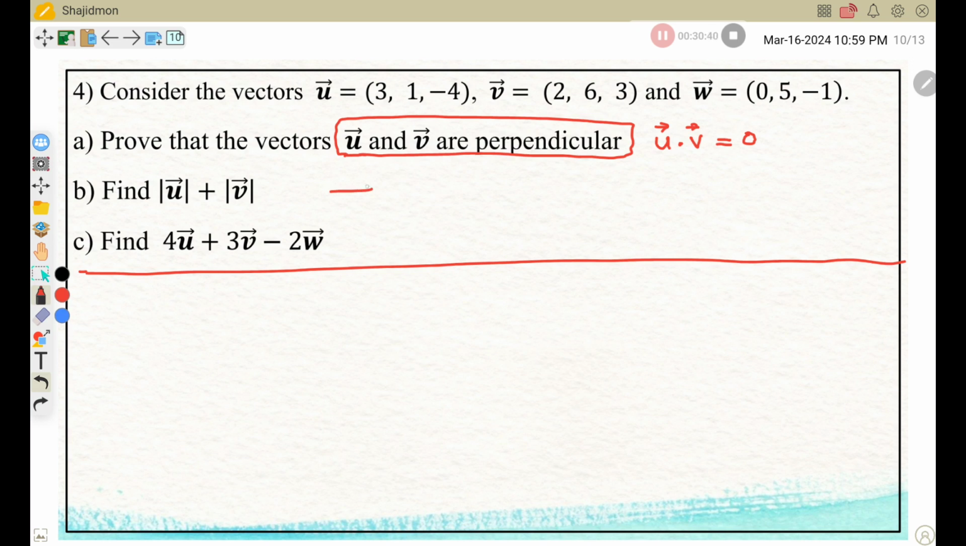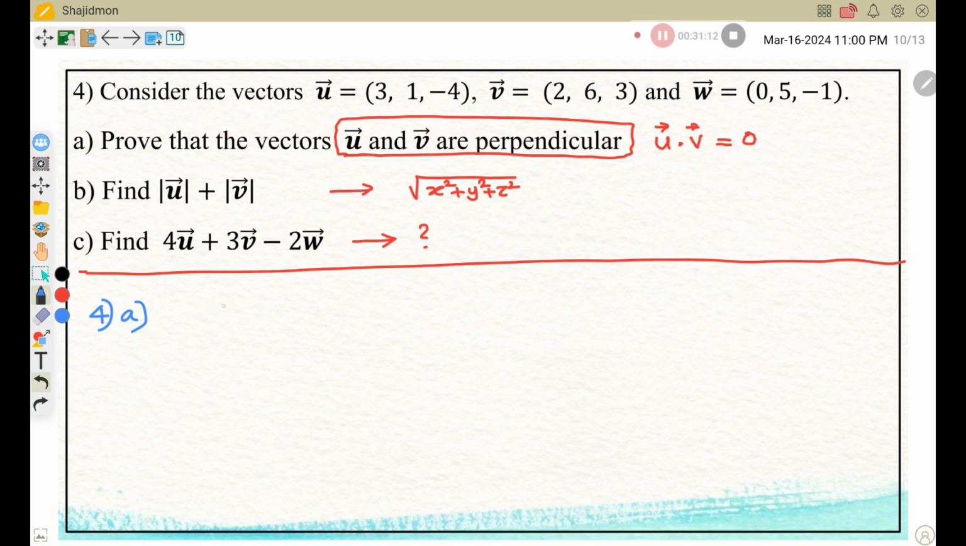We know the rule to calculate magnitude: root of x square plus y square plus z square, correct? So we can calculate that. And the third question, we need to calculate one linear combination: 4 times vector u plus 3 times vector v minus 2 times vector w. Okay, so these three questions we need to do here. Let me go to the a part of the fourth question: prove that the vectors u and v are perpendicular.